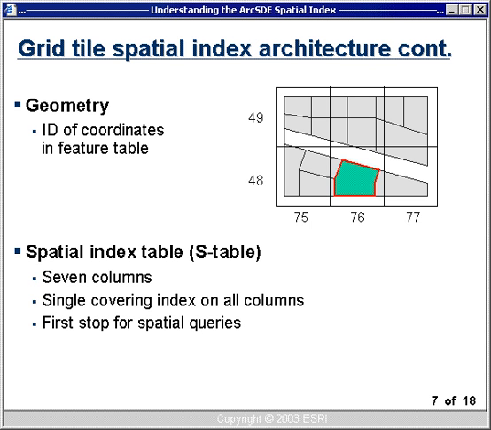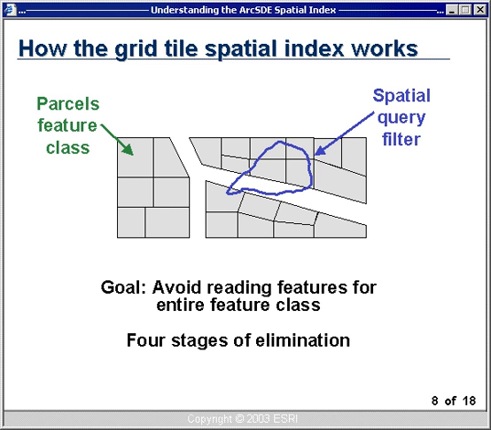Okay, now we're going to be looking at how the grid tile spatial index works. We've seen what the contents of the spatial index table are. Now we're going to see how the RDBMS and ArcSDE work towards the goal of avoiding having to read features for the entire feature class. So we're trying to eliminate the number of features that we have to look at directly so that ArcSDE has to do a little bit less work.